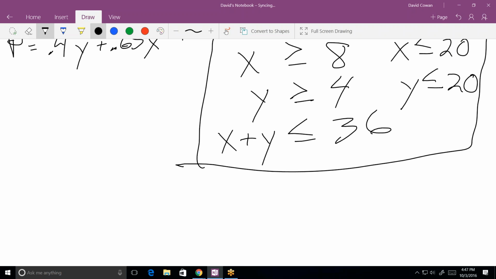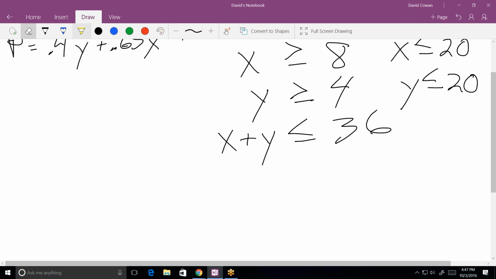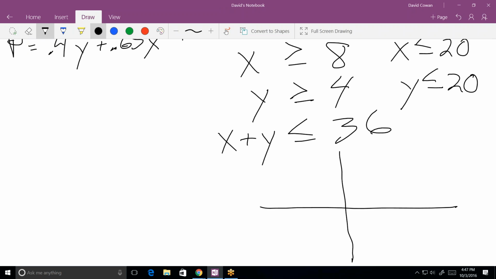Erase some stuff here. One difficulty is I don't quite have enough room to do all of this. All right. X has to be greater than or equal to 8, and less than or equal to 20.